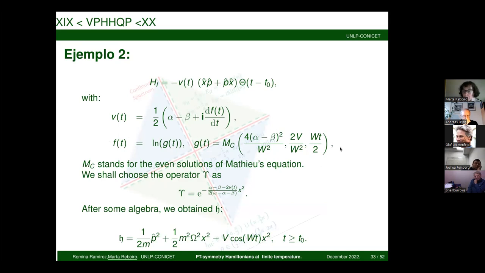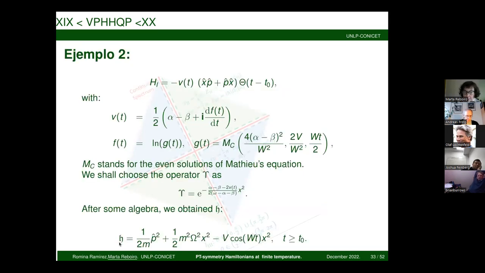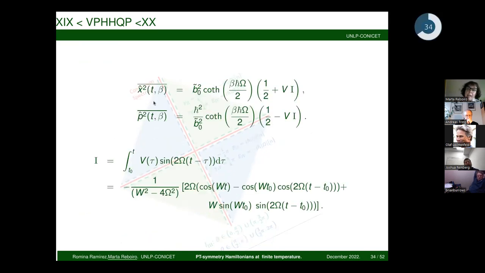at this potential and we apply this mapping, this Hamiltonian is associated to this adjoint Hamiltonian, which is similar to the one I have treated in the previous example. Now we have put a theta function so that we switch on the interaction at the finite time t zero. By computing the same mean values and commutators, we end up with an expansion of this form for x squared and p squared, where now the integral is taken between t zero and t, and it has this form.